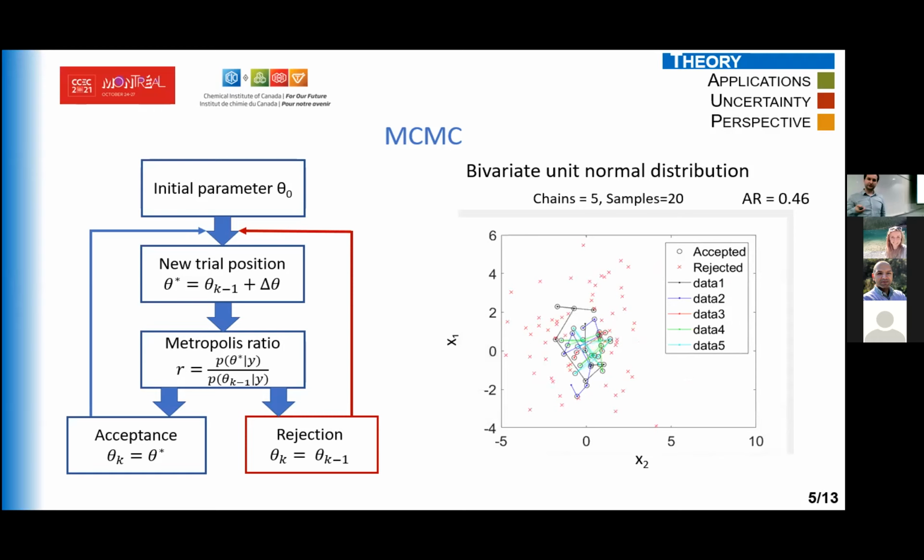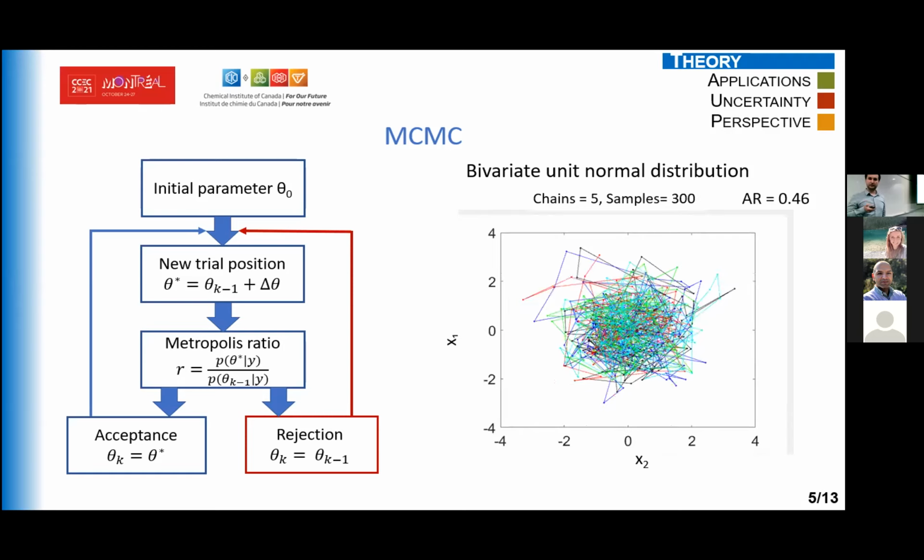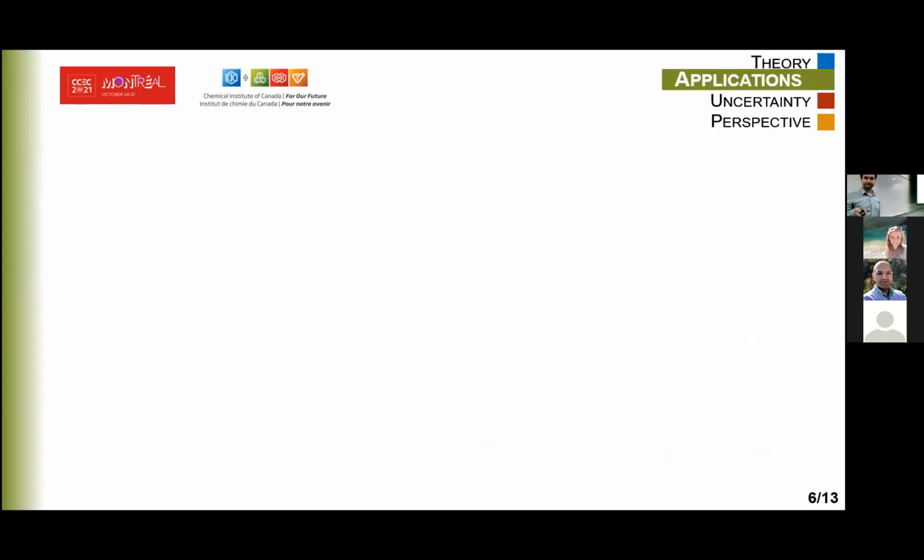And here is how the chains actually appear. Now, in this case, you can see that each chain does not have 20 samples because many of the samples were rejected. So how does this look in case of 300 samples, for example? It's something like this. So you can see it's actually a quite good approximation of this bivariate unit normal distribution. AR is the accept and rejection rate. So 46% of the samples were accepted in this case.